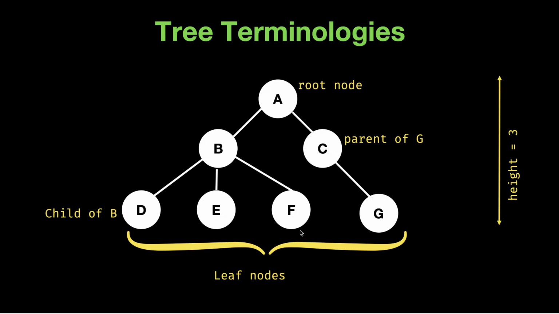And we can see some of the nodes here. The nodes in the last level, the bottommost level, are called leaf nodes. And we can see the height of the tree is 3. That means the number of levels in the tree is 3.